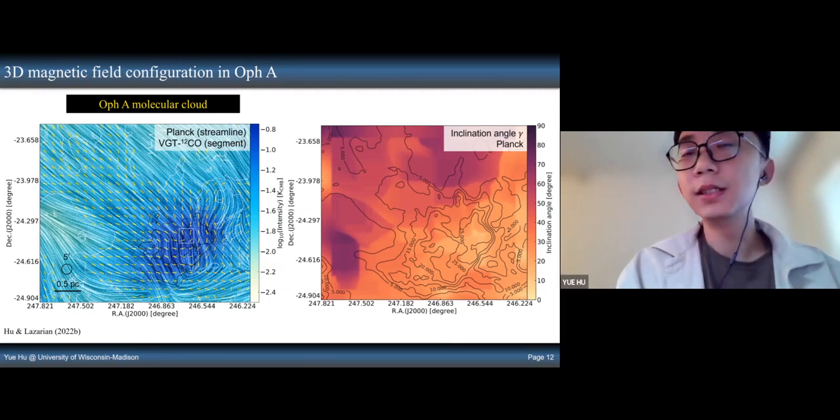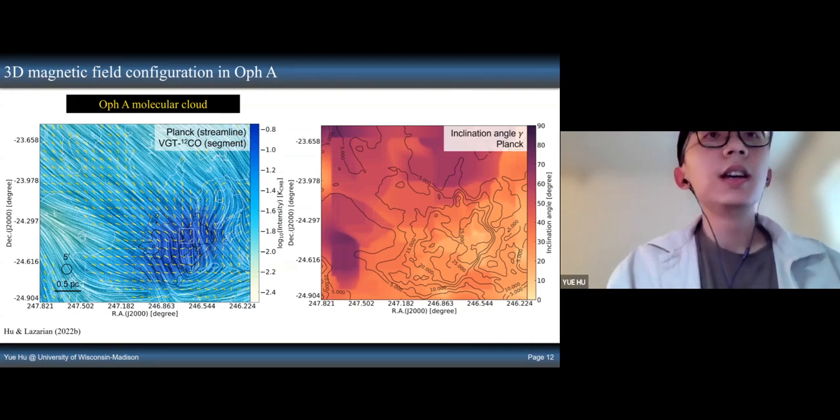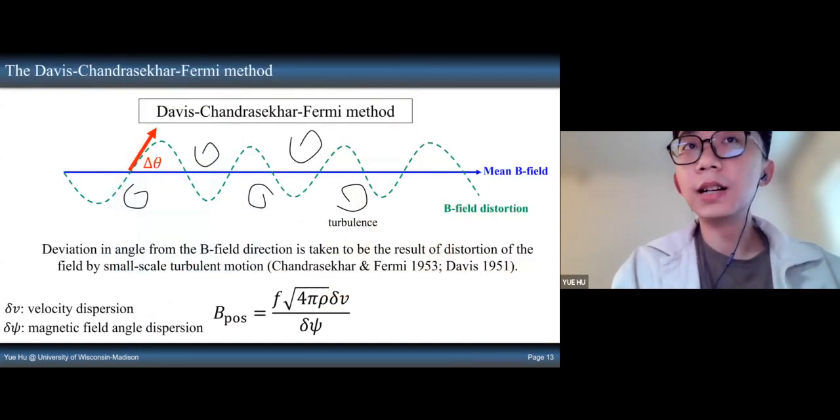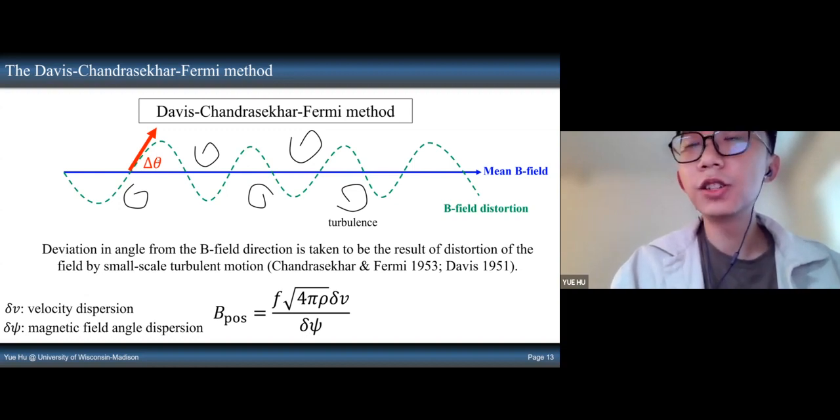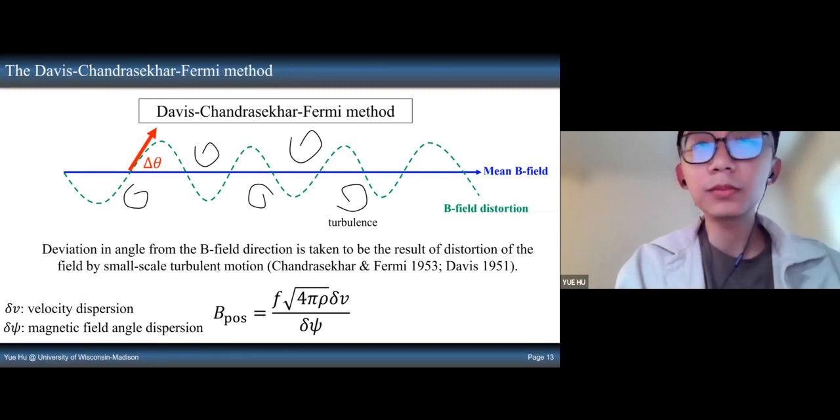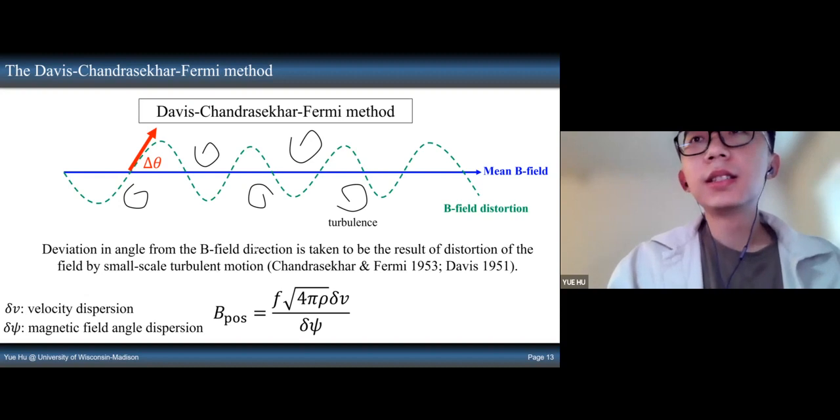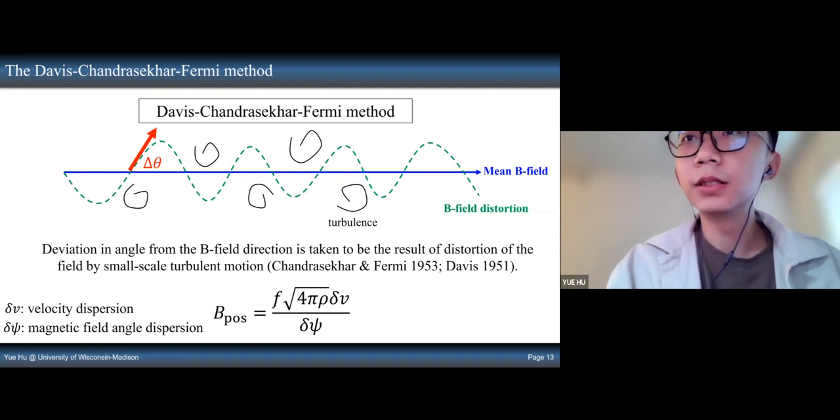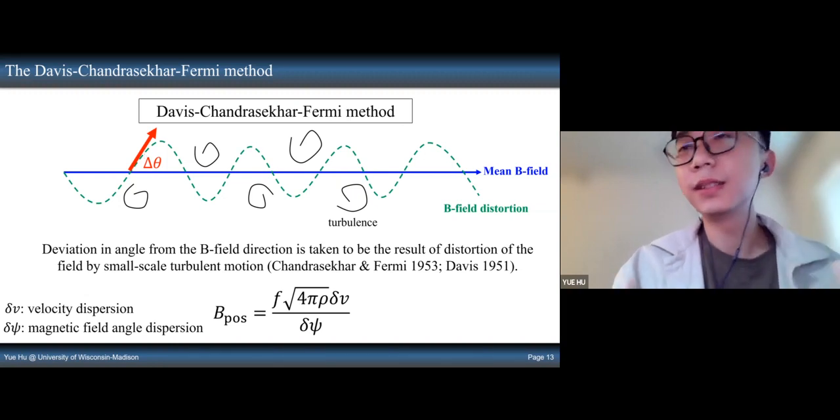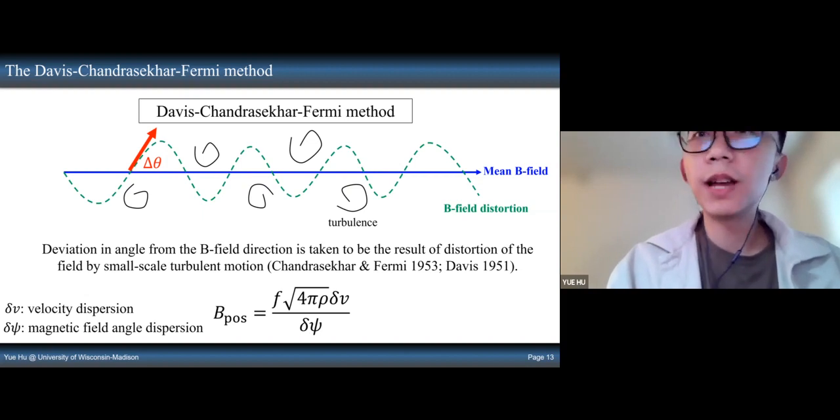But this is just the three-dimensional magnetic orientation. What is still missing is the magnetic strength. To measure the magnetic strength, we rely on the Chandrasekhar-Fermi method. This method assumes the magnetic distortion or deviation is caused by small-scale turbulent motion. Suppose we have a mean magnetic field, and we see a very large distortion of the magnetic field, then that means the magnetic field is relatively weak compared to turbulence.